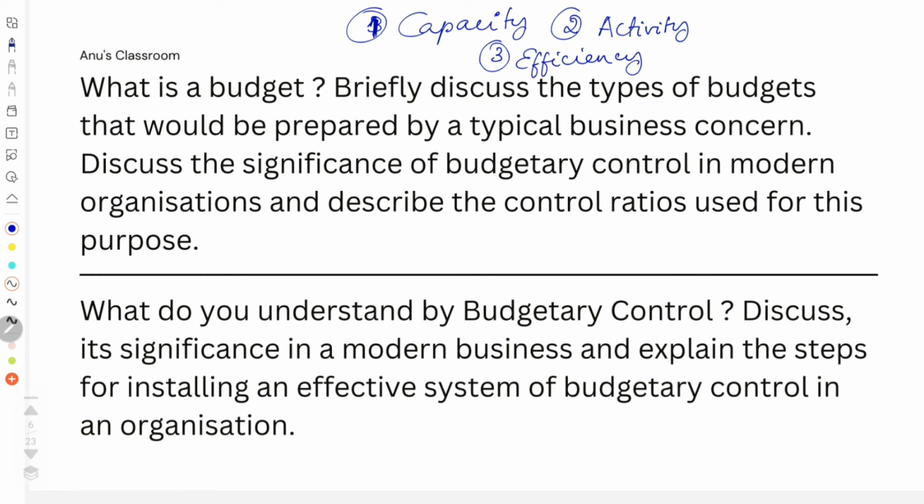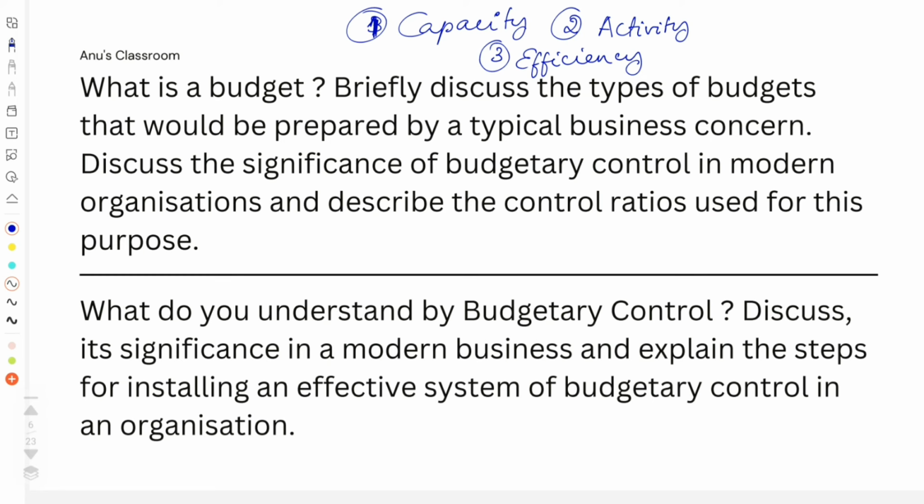Okay, so what is capacity ratio? It is also known as the actual usage of budgeted capacity ratio. This capacity ratio shows the relationship between the actual value and the budgeted value. For example, if you're comparing working hours, it shows the relationship between the actual number of working hours and the budgeted number of working hours.